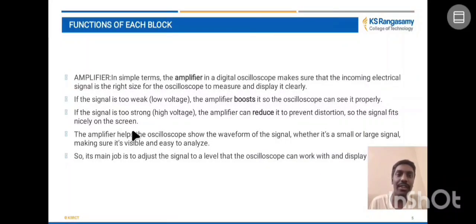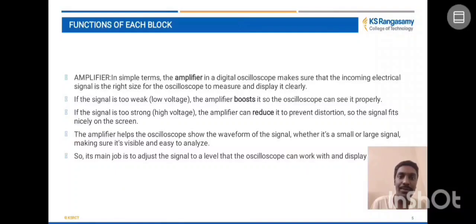An amplifier is used to check whether the incoming electrical signal is the right size or not. If the signal is too weak, which means there is a low voltage, the amplifier boosts up the voltage so the oscilloscope can see it properly. If the incoming voltage is very high, the amplifier can reduce it to prevent distortion so that the signal fits nicely on the screen.